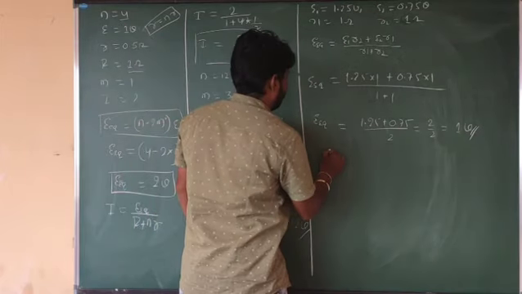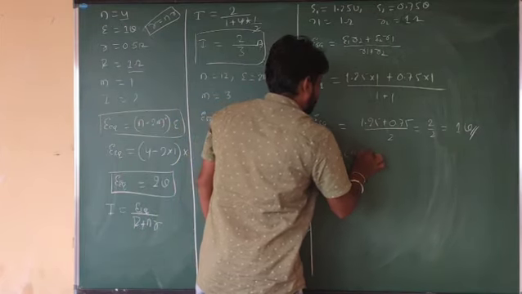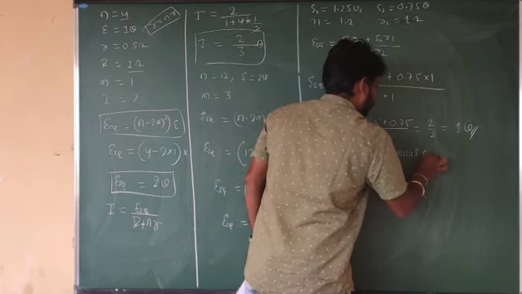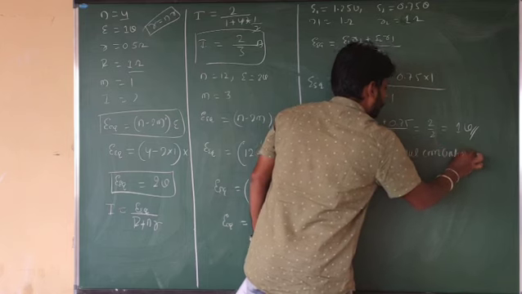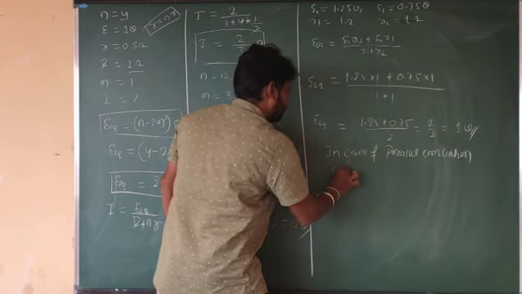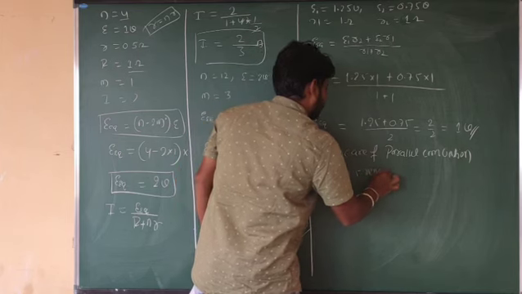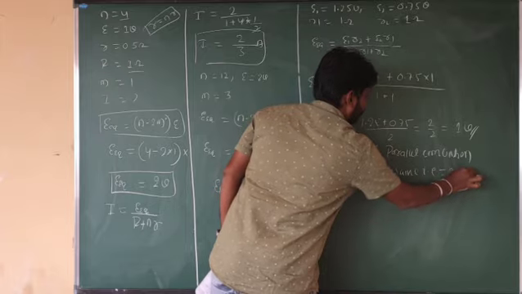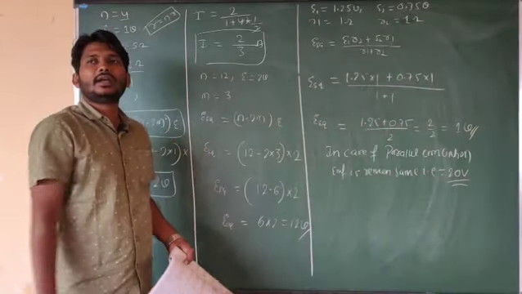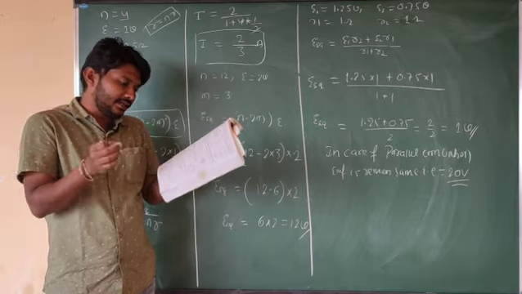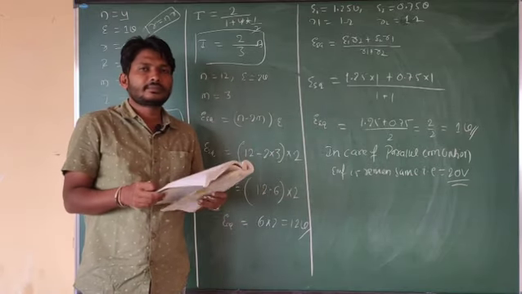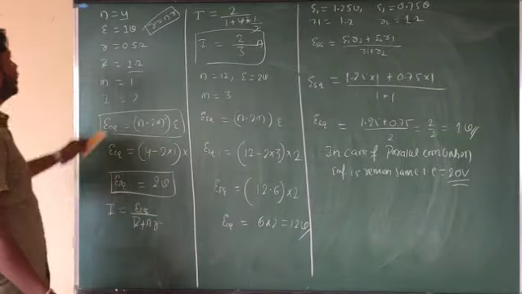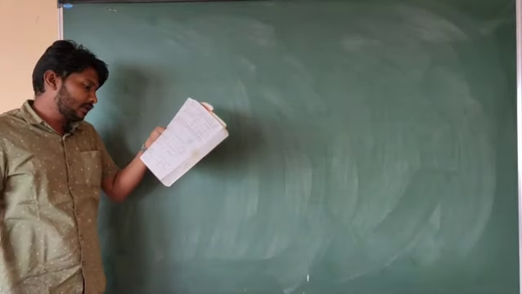In case of parallel combination, EMF remains the same. Each cell has 20 volt, which means the combination also has that same 20 volt EMF when you connect the cells in parallel. Okay, next we'll look at that. We'll solve the next question.